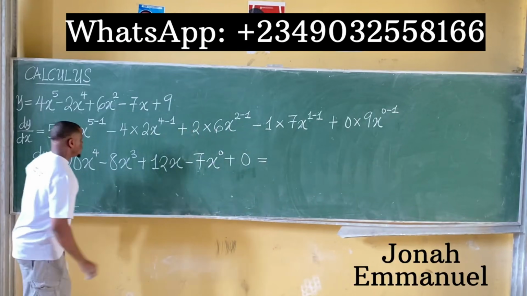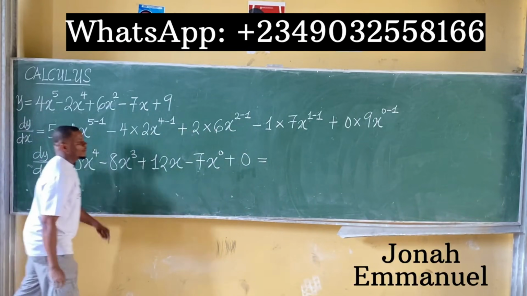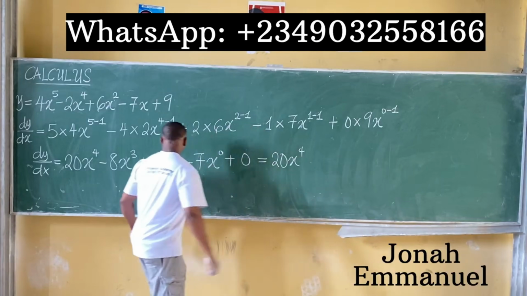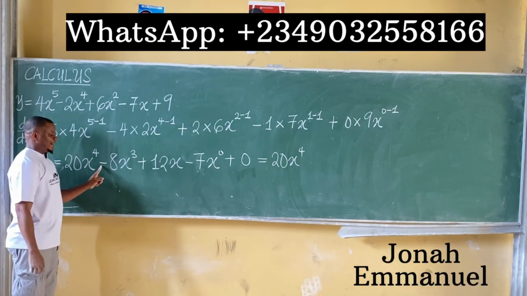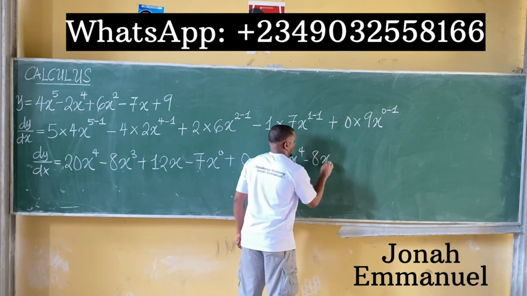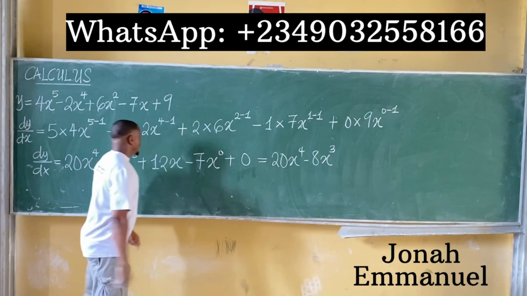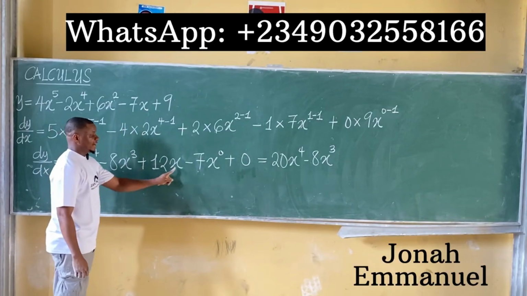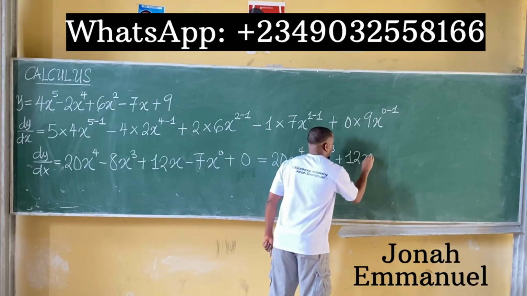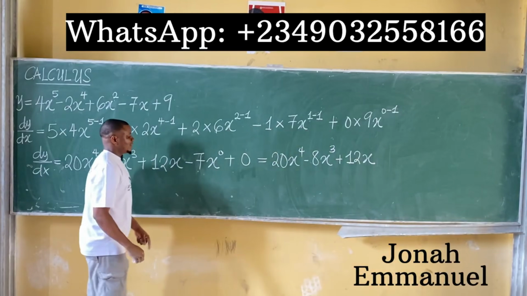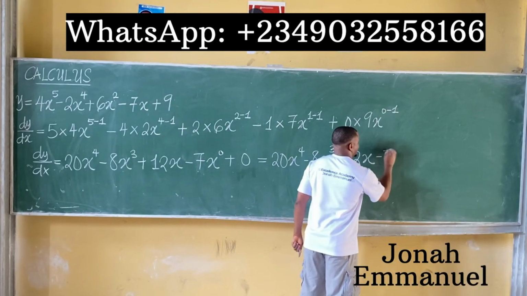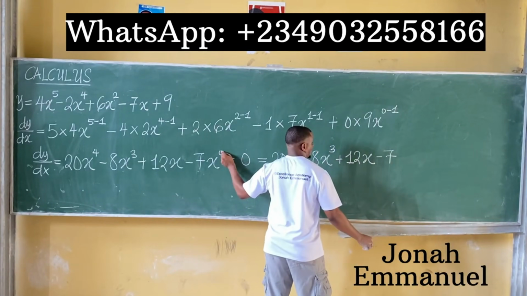this is 20x to the power 4. So I'm having 20x to the power 4. Next up, you have minus 8x cubed. So minus 8x cubed. Next up, you have plus 12x. Plus 12x. Next up, you have minus 7. So I have minus 7. x to the power 0 gives you what there?